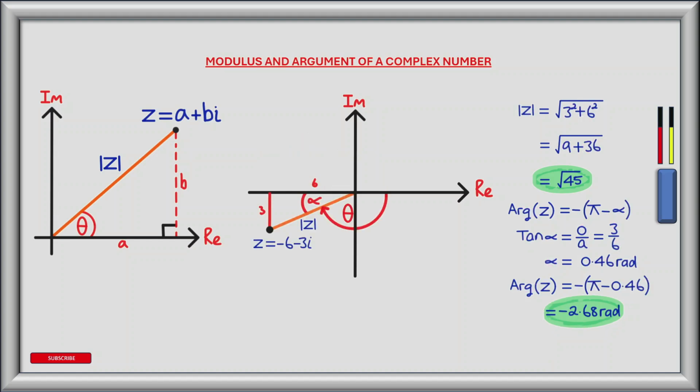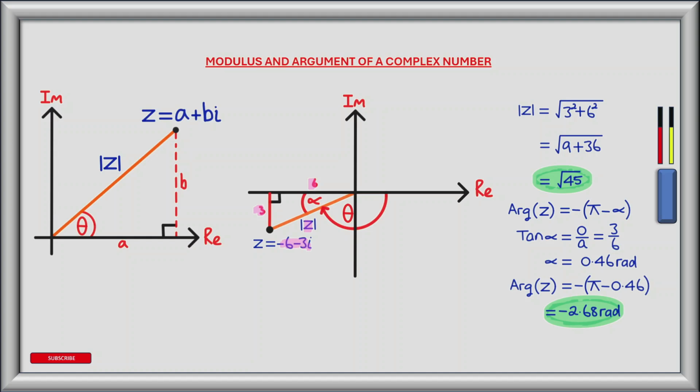In our third example, we're going to look at finding the modulus and argument of the complex number minus 6 minus 3i. When we plot this complex number on the Argand diagram, we move 6 units on the negative real axis and 3 units on the negative imaginary axis. These form two sides of a right-angled triangle. The modulus z is the hypotenuse of this right-angled triangle and is seen here as the orange line.